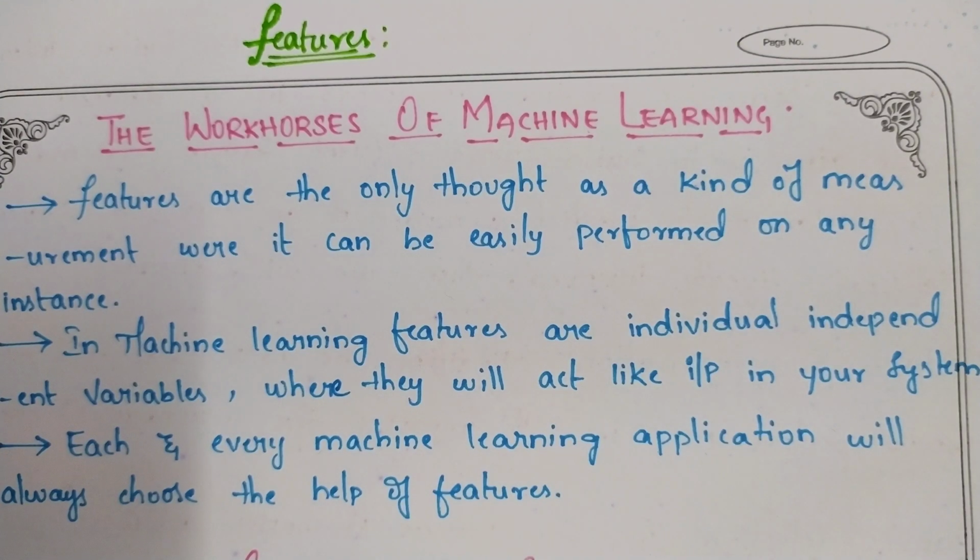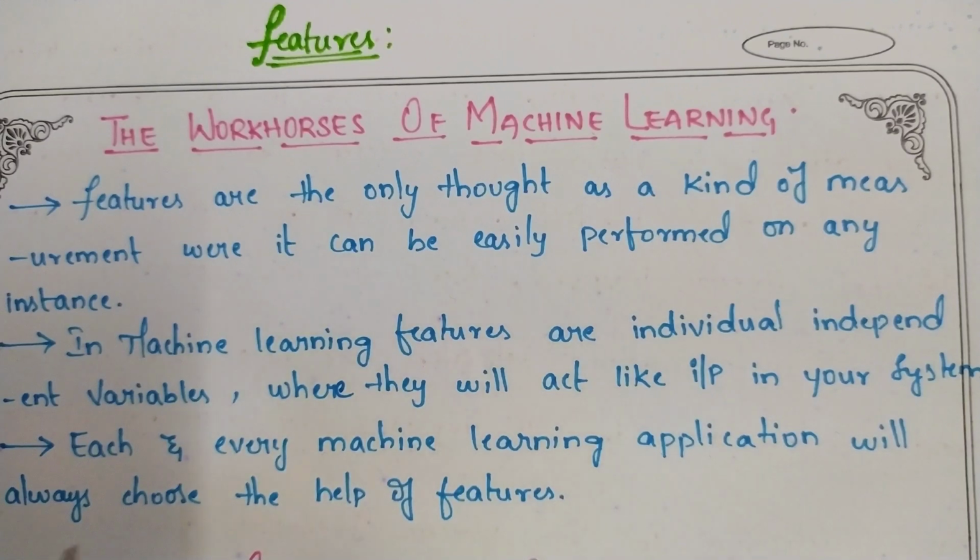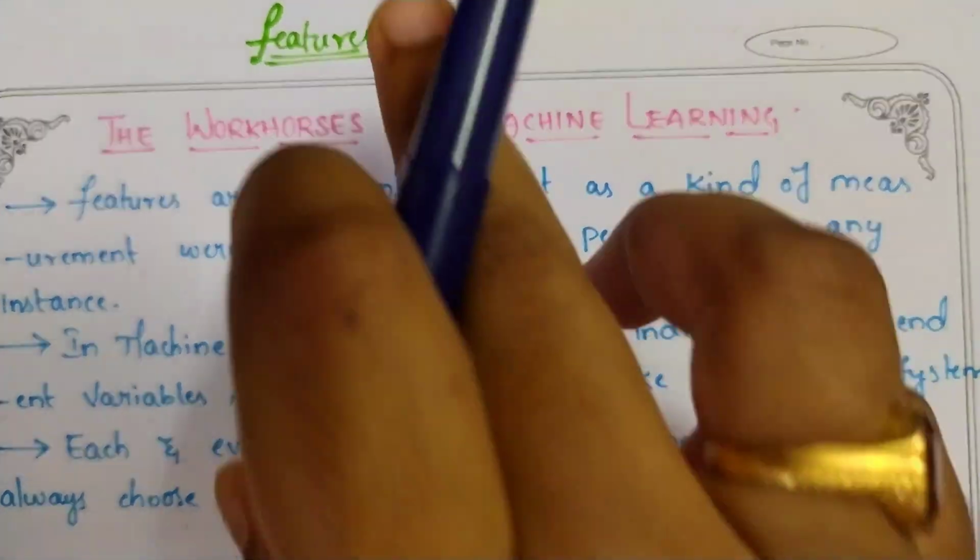Now, we will be expecting some throughput, right? Whatever the throughput or result we expect to get from a particular application, to define the best way of getting it, machine learning will always choose the help of these features.